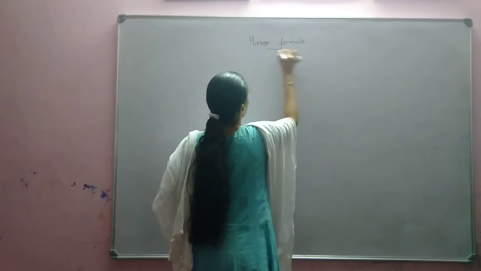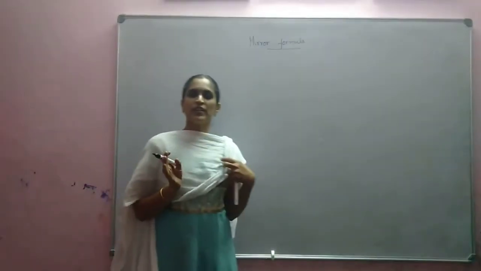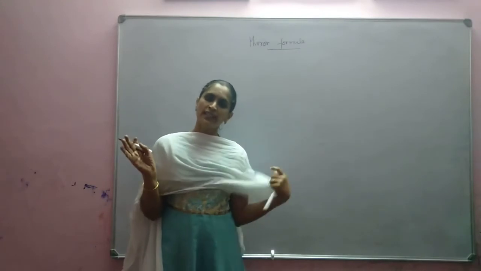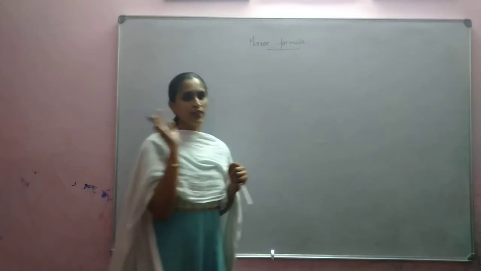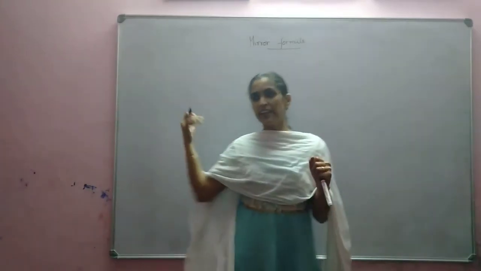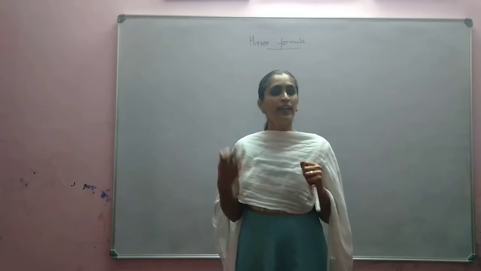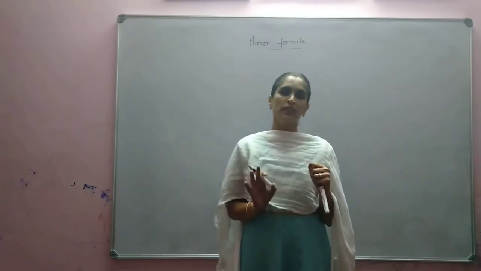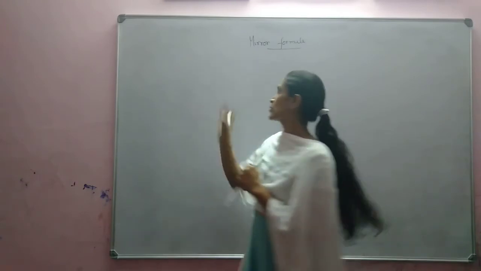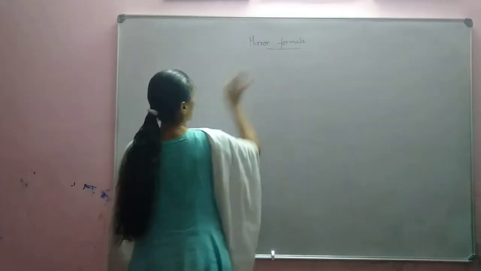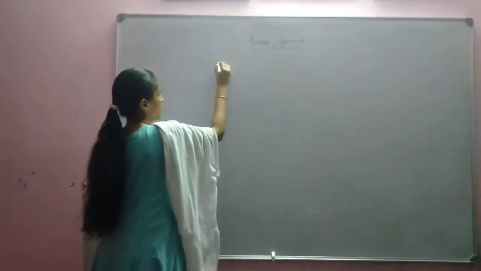This mirror formula is a relation between object distance, image distance and focal length of a spherical mirror. We are deriving it for a concave mirror. Even though we are deriving it for a concave mirror, it is applicable for convex mirror and plane mirror. For any type of mirror it is applicable. So first of all we will discuss how to derive that mirror formula. For that we are drawing a diagram.